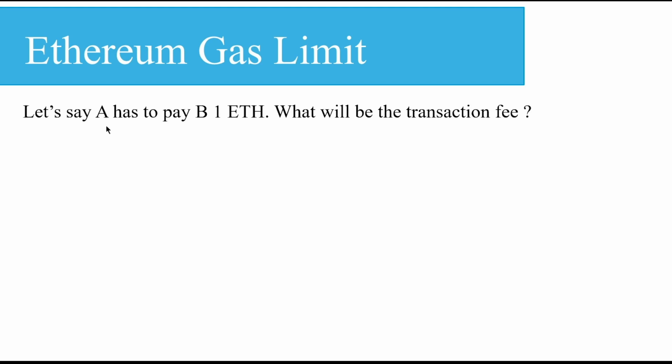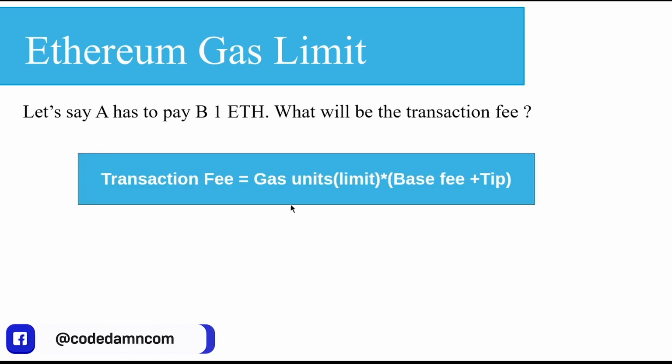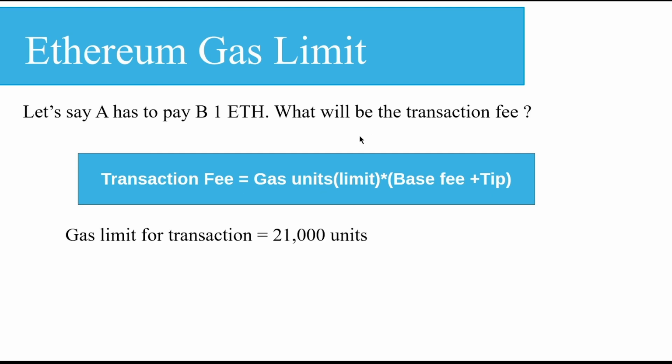Now let us take an example when A has to send B 1 ether. So in this case, what will be the transaction fee? To calculate the transaction fee, we will use a formula: transaction fee is equal to Ethereum gas limit times (base fee plus tip), where the Ethereum gas limit in this case will be 21,000 units. This is a standard gas limit whenever you are sending some ether. Most of the time you will see 21,000 units as the gas limit.